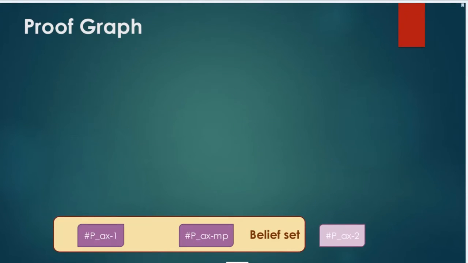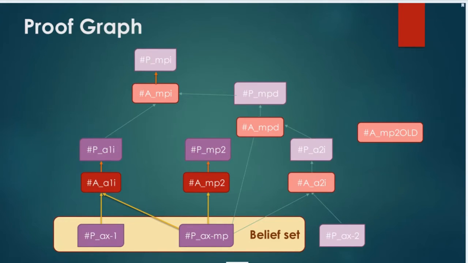Let's look at another belief set where AX2 is not included. In this belief set, only 4 propositions will be considered to be true. There are no proofs for the rest.